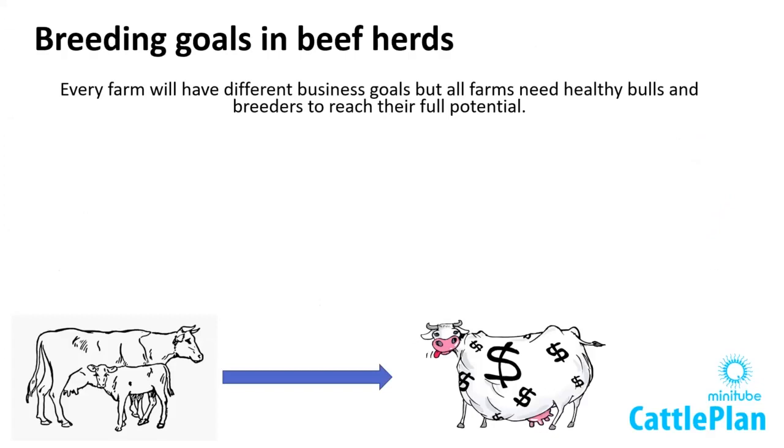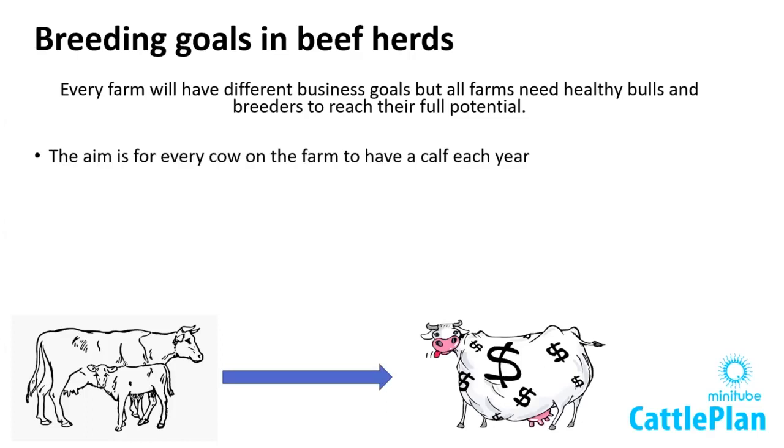So when we're looking at breeding goals in beef herds, every farm will have a different business goal. Some farms may be breeding animals, they want to breed a nice tight line to put into a feedlot. Other properties may be breeding animals for export. There's lots of different reasons why you may be going into breeding. So everyone's goal may be different, but at the end of the day, having healthy bulls and healthy breeders helps you reach your full potential to meet those goals. The aim for every farm is to have one calf from every cow every year, and that makes sure that you have the best production you can possibly get.